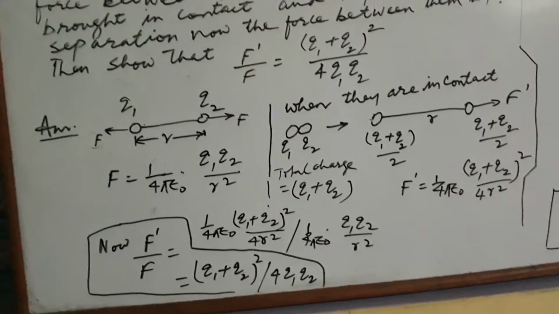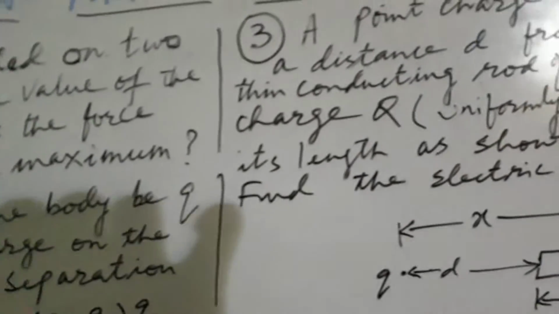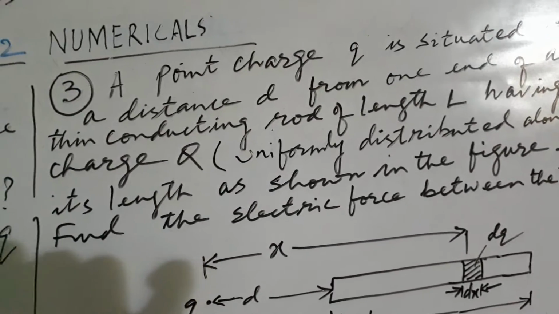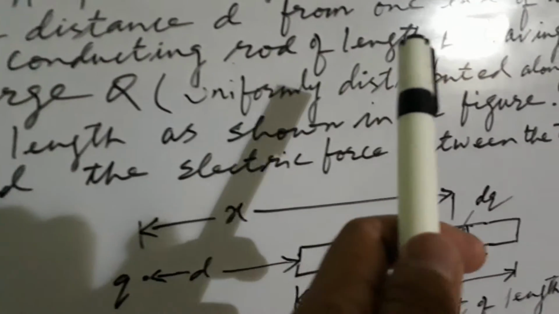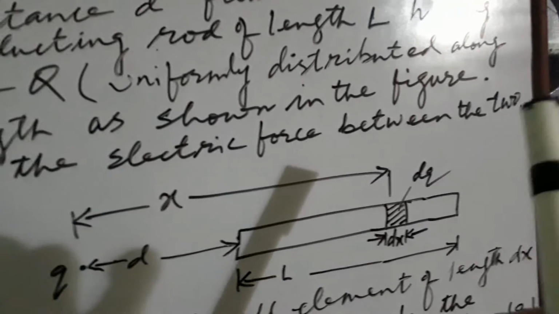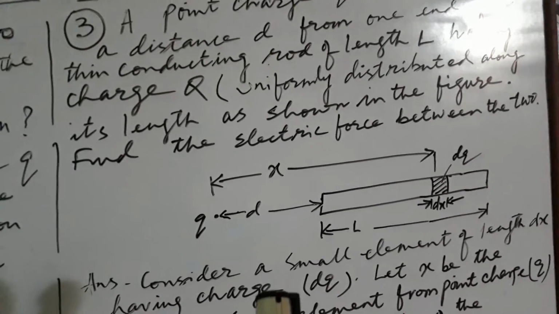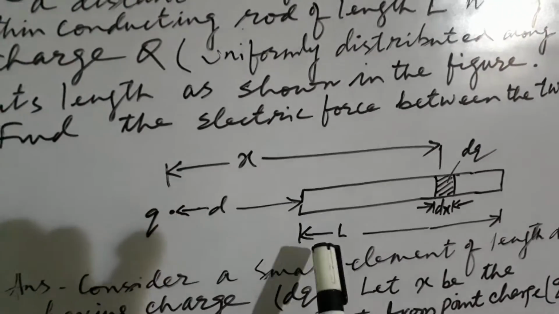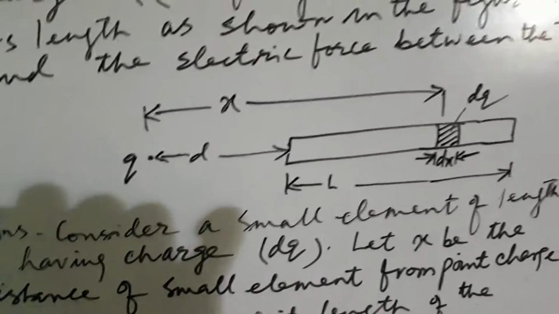Now moving towards the third numerical problem. The third problem is completely different from these two. In this problem, a point charge q is situated at a distance d from one end of a thin conducting rod of length L having charge capital Q which is uniformly distributed along its length. As shown in the figure, find the electric force between the two. I have drawn the figure on the board. You can see the length of the rod is L and a charge is placed at a separation d from one end of the rod.